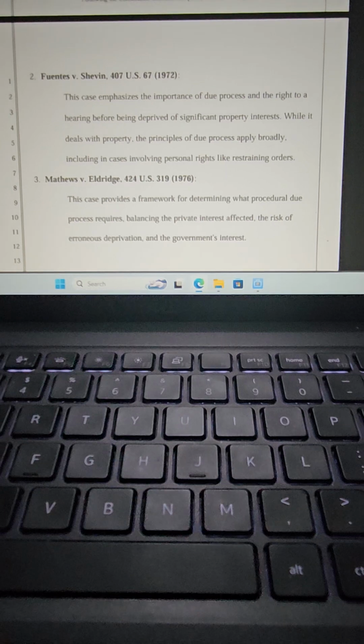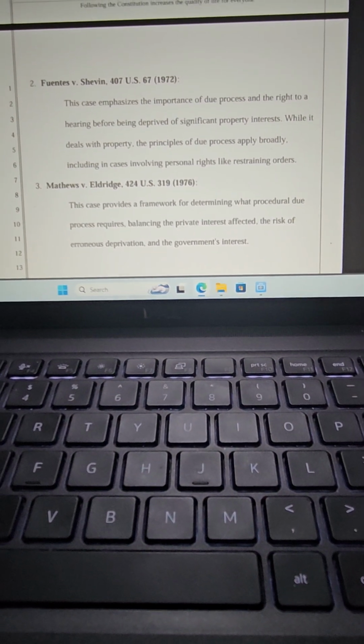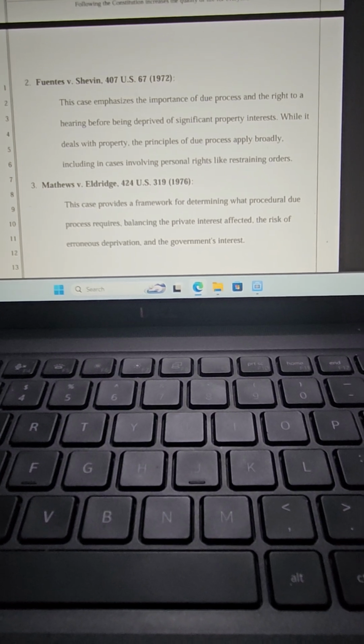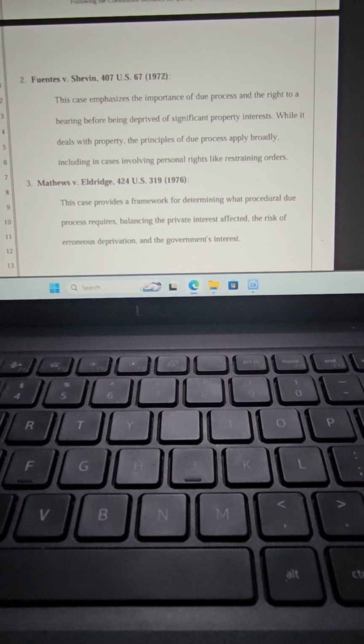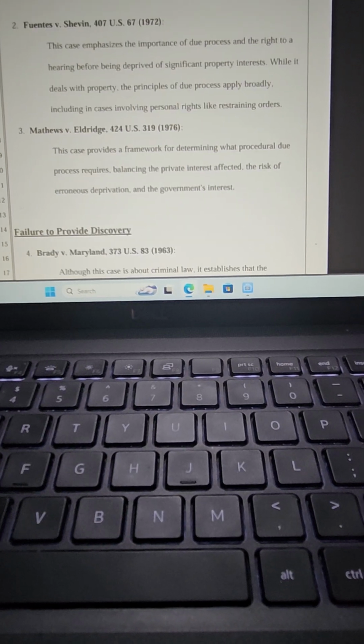Fuentes v. Shevin, 407 U.S. 67, 1972. This case emphasizes the importance of due process and the right to a hearing before being deprived of a significant property interest. While it deals with property, the principle of due process applies broadly, including cases involving personal rights like restraining orders. Mathews v. Eldridge.